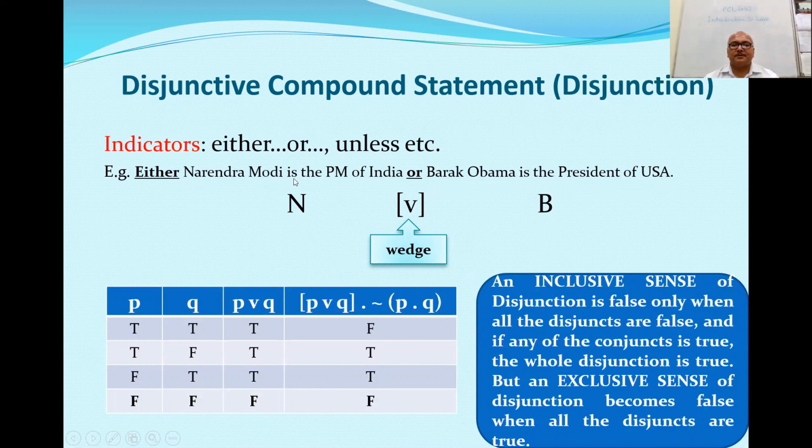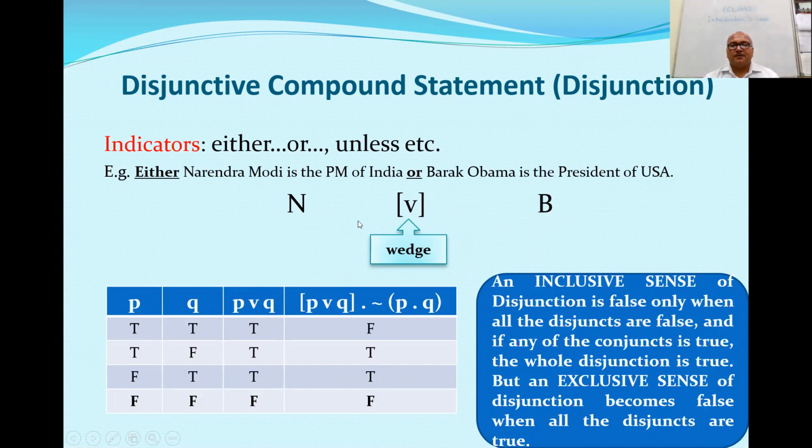To represent it, we follow the same pattern of representing simple statements. We have adopted the symbol N for representing this simple statement, and the symbol B to represent this simple statement. And this disjunction, either-or, is represented with the help of a small v. We call it wedge. So when we symbolize this statement, we will write N wedge B. I have put this square bracket just to identify it; otherwise we simply write N wedge B.